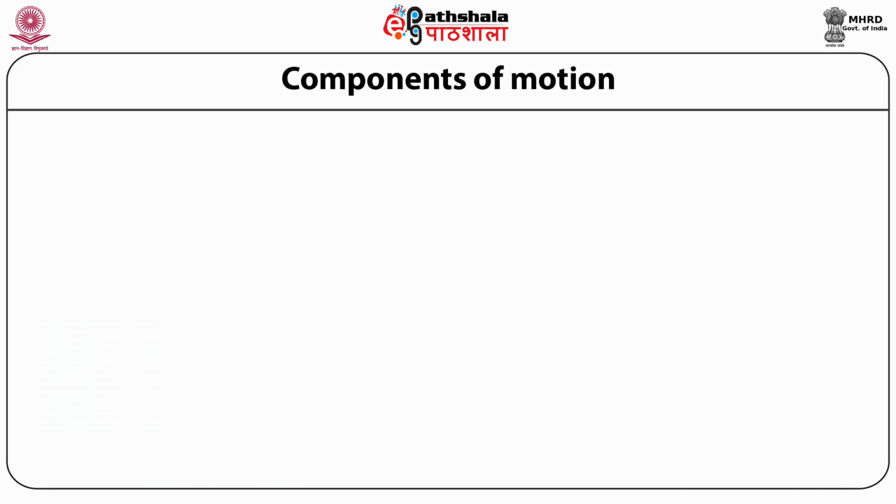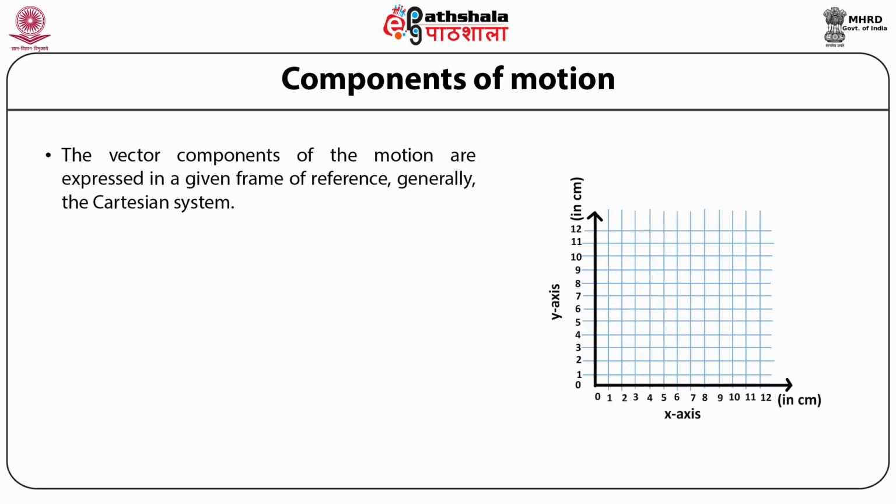Components of motion. The vector components of motion are expressed in a given frame of reference, which is generally, in most of the cases, the Cartesian coordinate system.